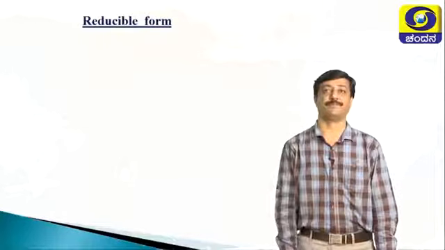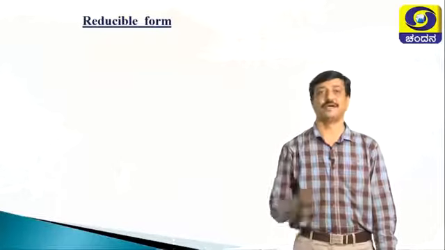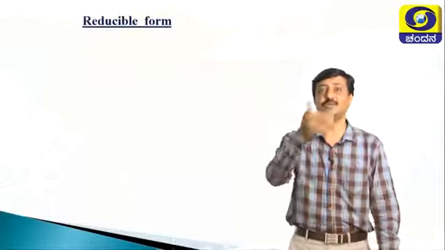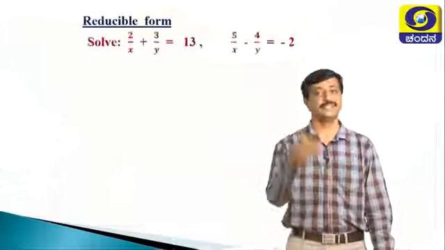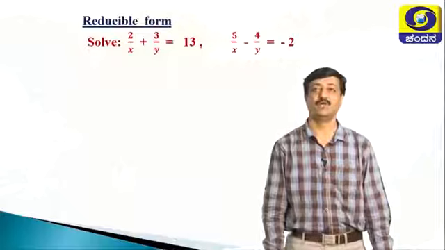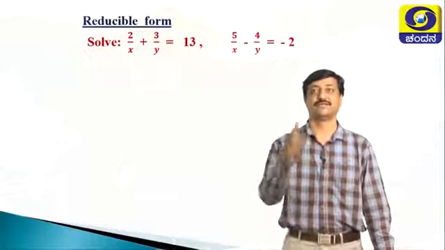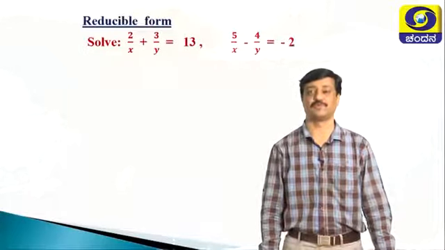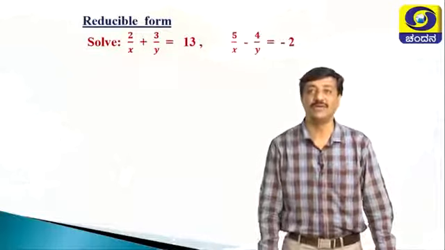Reducible form. This is the last point of the chapter. In this, usually the variables x and y are in the denominator. First we have to reduce them into standard form, then we have to solve. Here is a question. Solve 2 by x plus 3 by y is equal to 13, 5 by x minus 4 by y is equal to minus 2. We have to solve this by reducing the two equations into standard form.